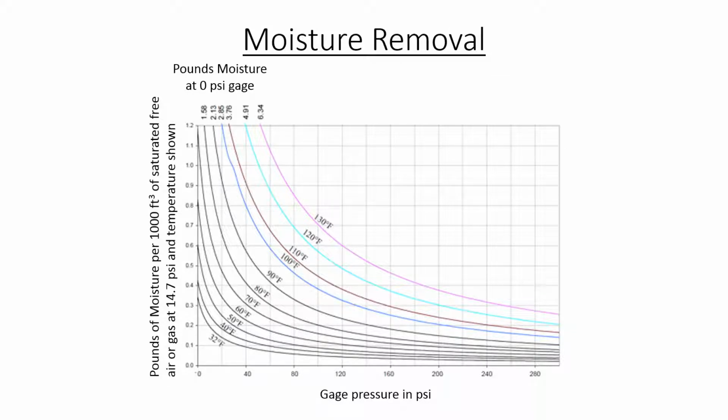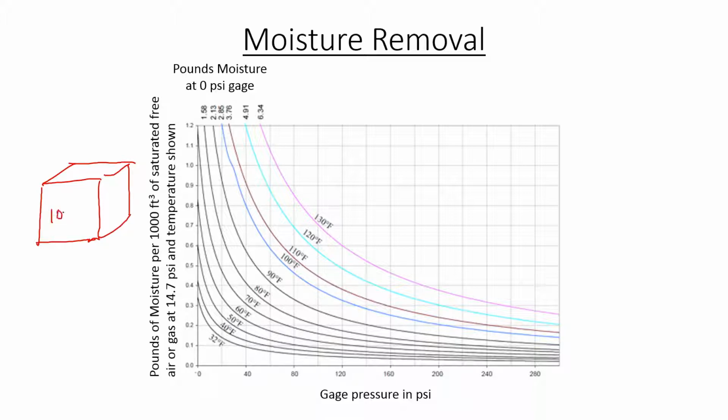This graph shows how much moisture some gas or air can contain. On the x-axis, we have the psi, gas pressure, starting from 0 all the way to 280 psi. On the y-axis is the amount of moisture contained in every 1000 cubic foot. So in 1000 cubic foot, how much moisture some air can contain.